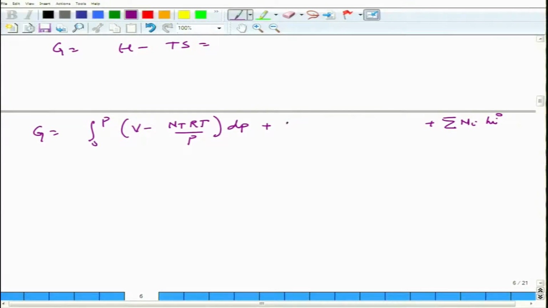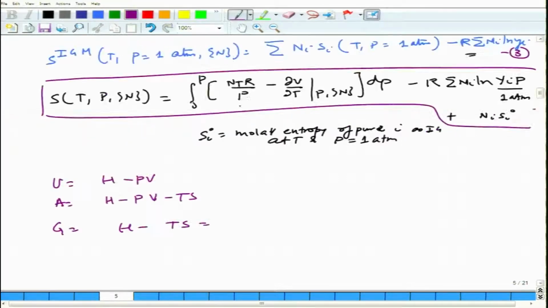So, this will be RT summation Ni ln YiP divided by 1 atmosphere, and minus TSi will come here. So, again this is the P term.